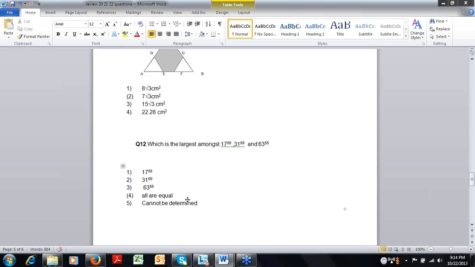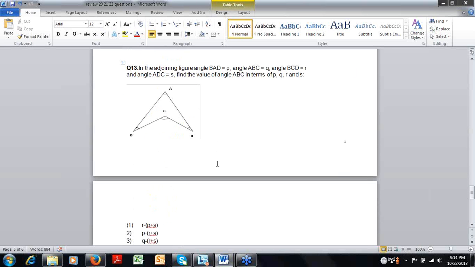So question number 13, the last question for the day. In the adjoining figure, angle BAD is P. Angle ABC is Q. Angle BCD is R. Angle ADC is S. So what they are asking is to find the value of the angle ABC in terms of P, Q, R, S. We are asking angle ABC.